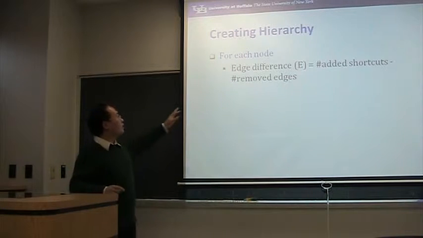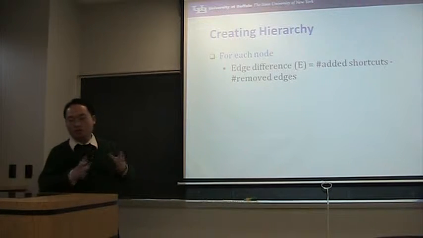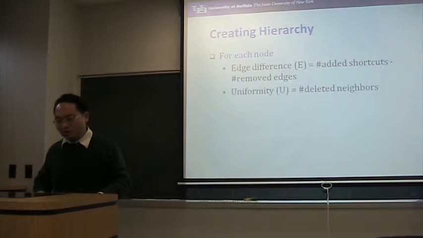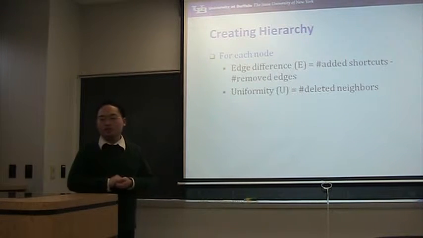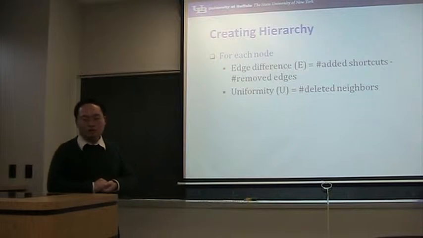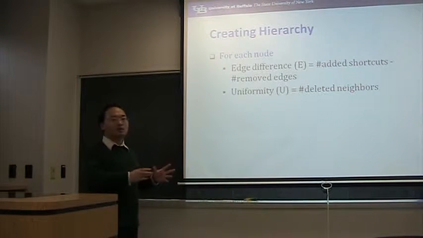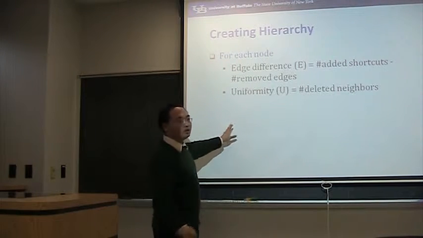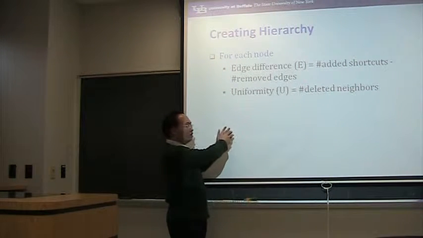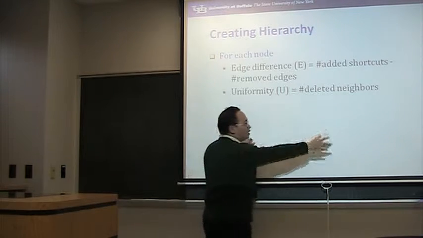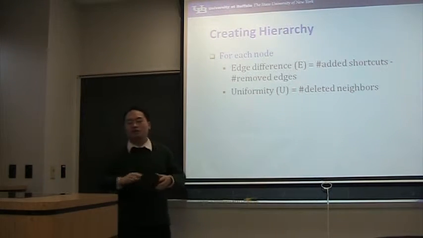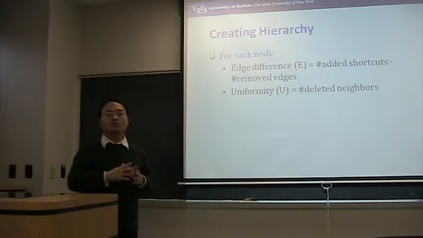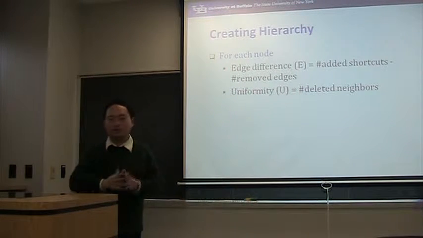So for each node, we can get the edge difference, which is equal to the number of added shortcuts minus the number of removed edges. And we have another measurement called uniformity. And this is equal to the deleted neighbors of this node. So we want to remove the nodes not only at one place, but evenly along the network. So if one node already has a lot of neighbors removed, we probably have to keep it.